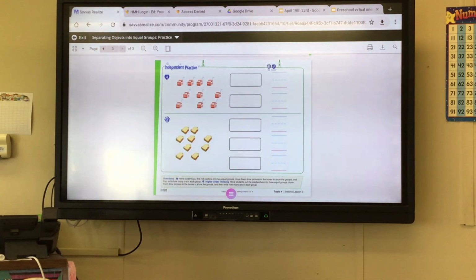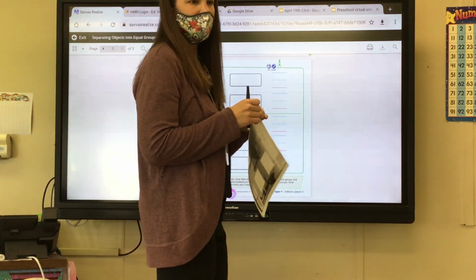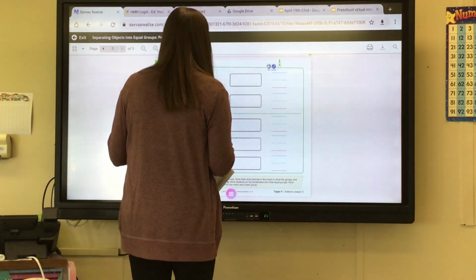Don't forget to write how many are in each group when you're done putting the circles in the boxes. Okay, very good. Okay, now let's look down at number 5.